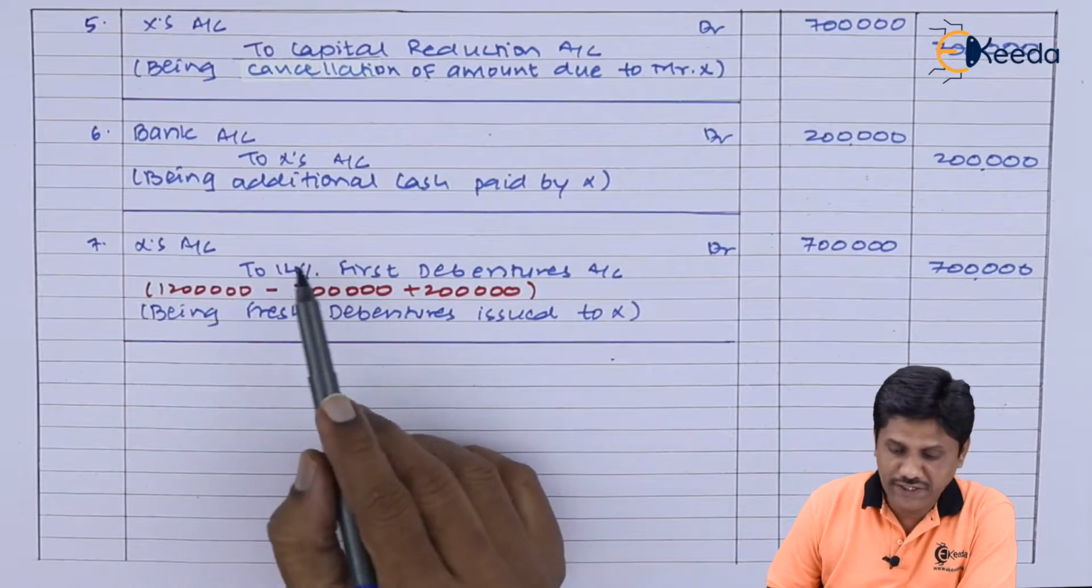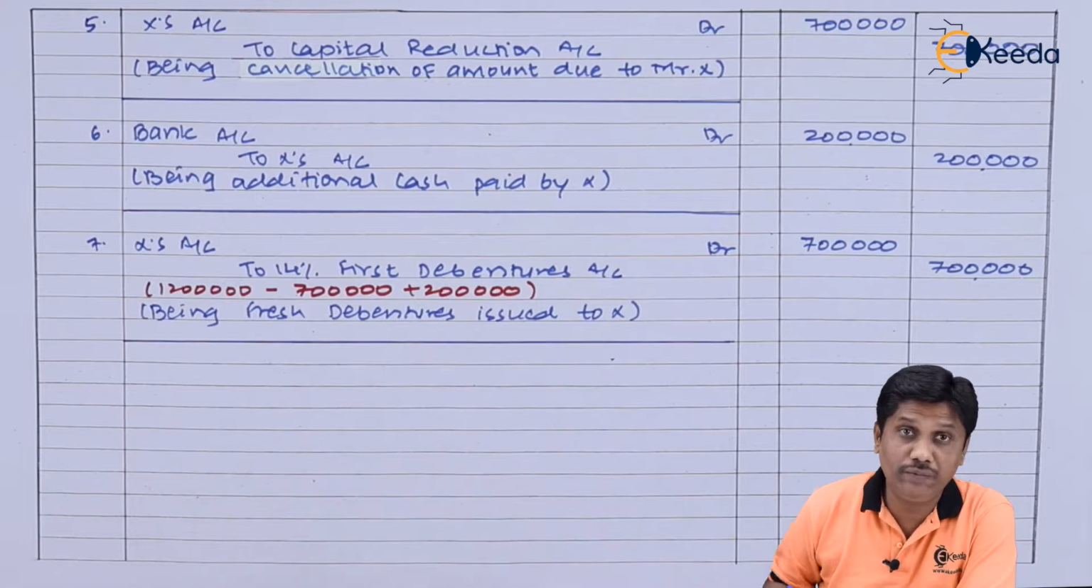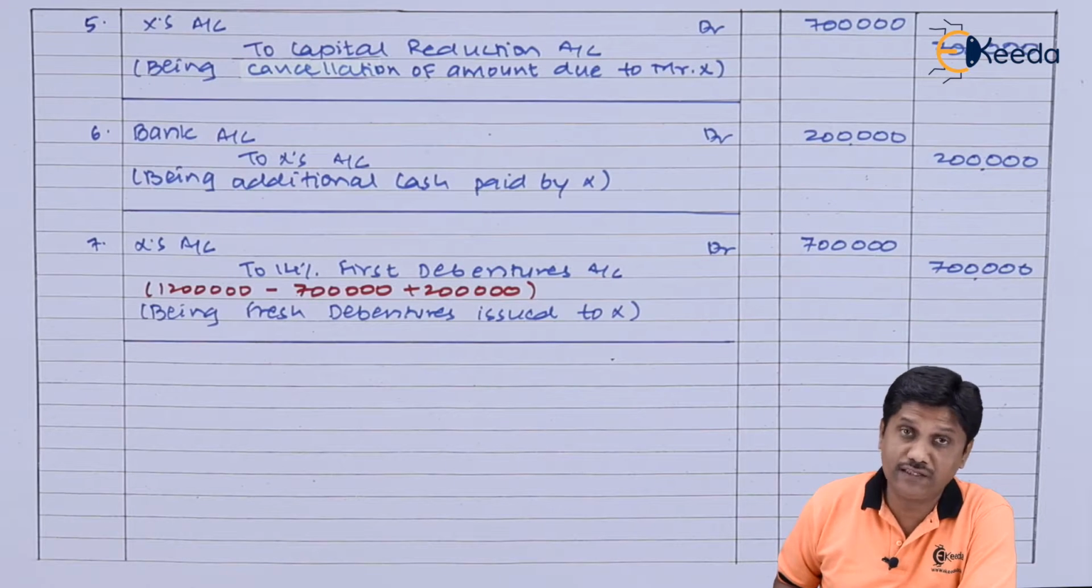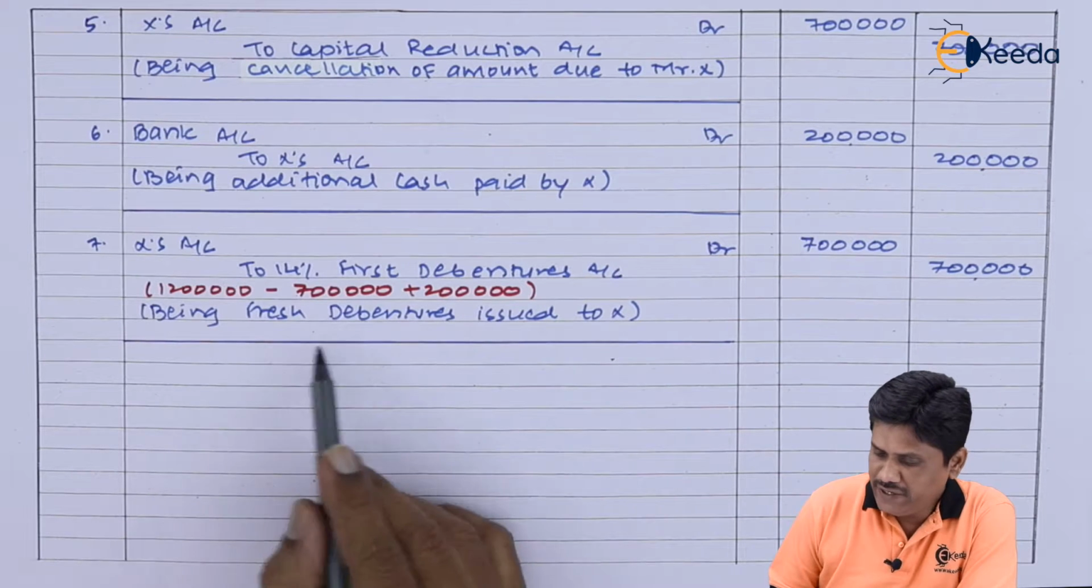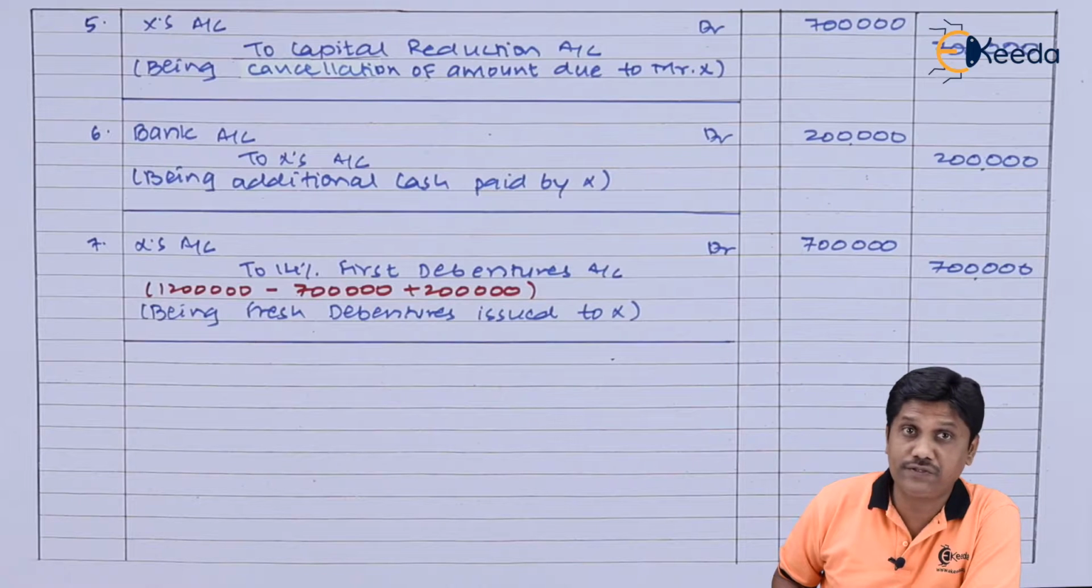Friends, you can notice the entry X account debit to 14% first debentures. New debentures issued to him will be a 14% first debenture as the question has given. Being fresh debentures issued to X, of course we have settled X account by this entry. Let us see the next information.